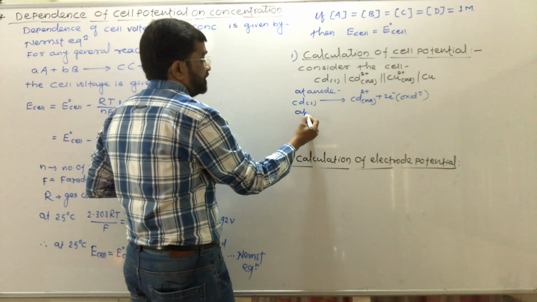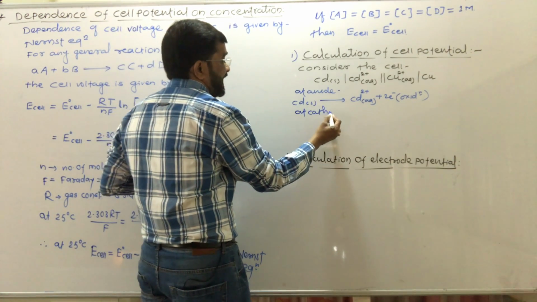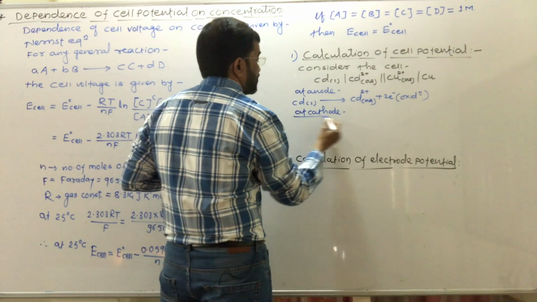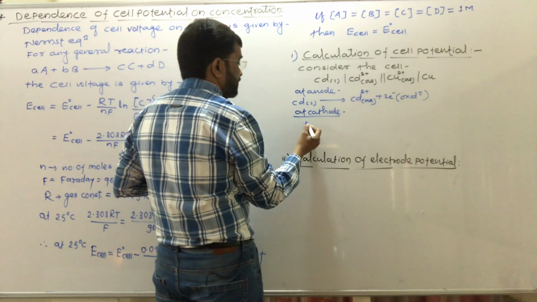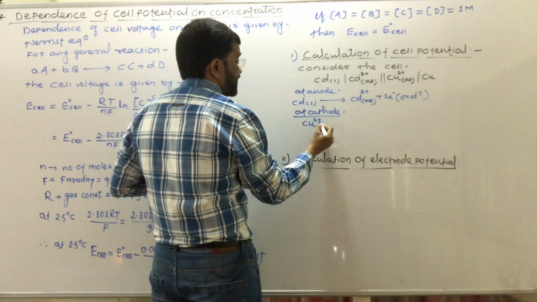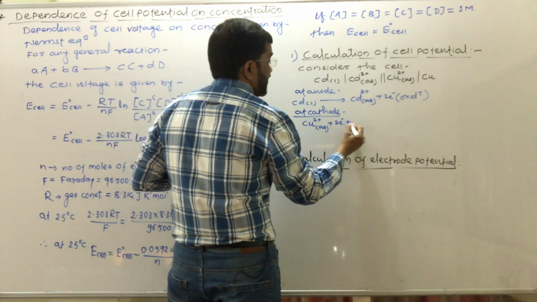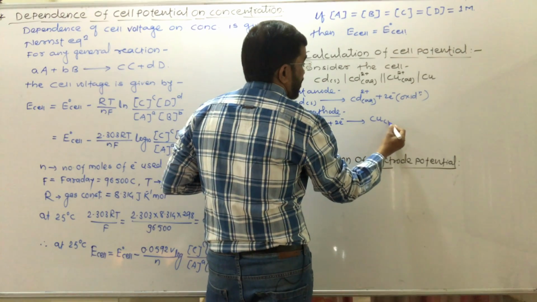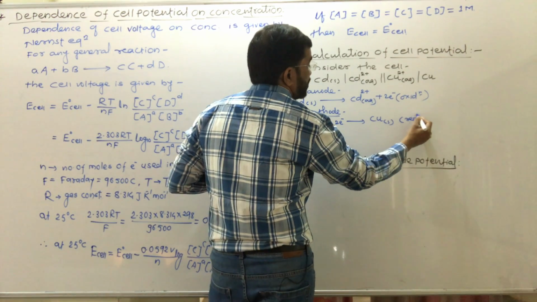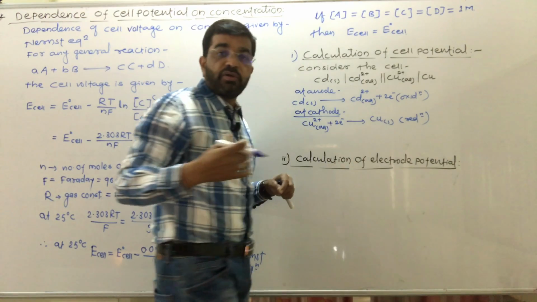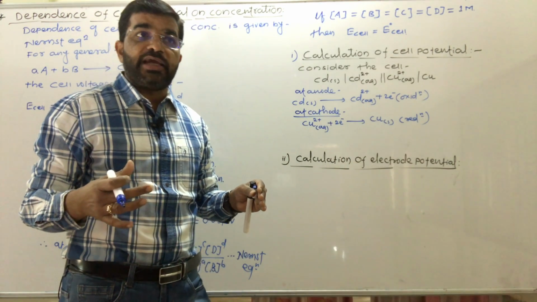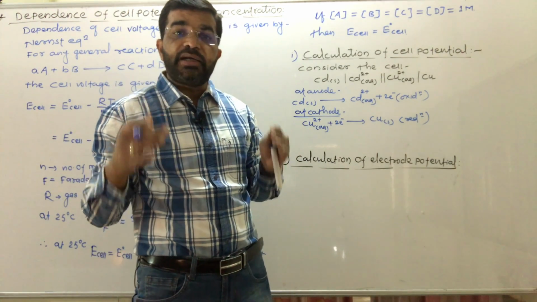Now the reaction takes place at the cathode. That is the cathode. A reduction reaction takes place. Copper ions accept electrons and copper is deposited at the copper electrode. As there is gain of electrons in this reaction, this is the reduction reaction.